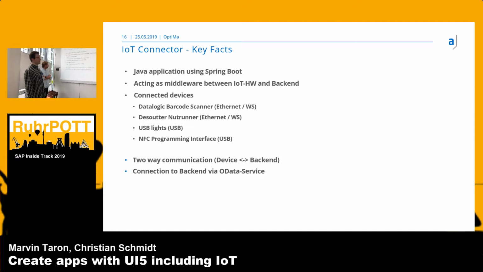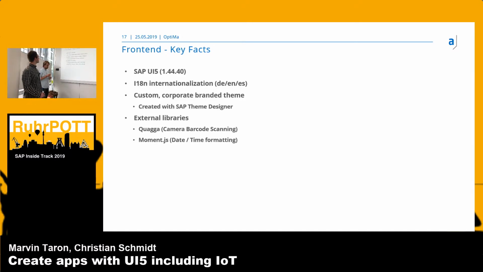The IoT connector is a sole Java program, so it has nothing to do with SAP directly, and it establishes a two-way communication, from the device to the backend and vice versa. So the SAP backend can, for example, notify the NFC programming interface to start programming, and the other way around, the barcode scanner will notify the backend: okay, user scanned barcode, please process this request. And the connection is made via a data service.